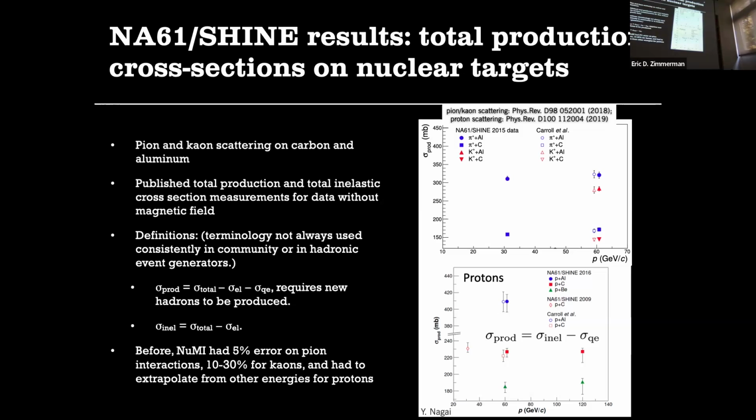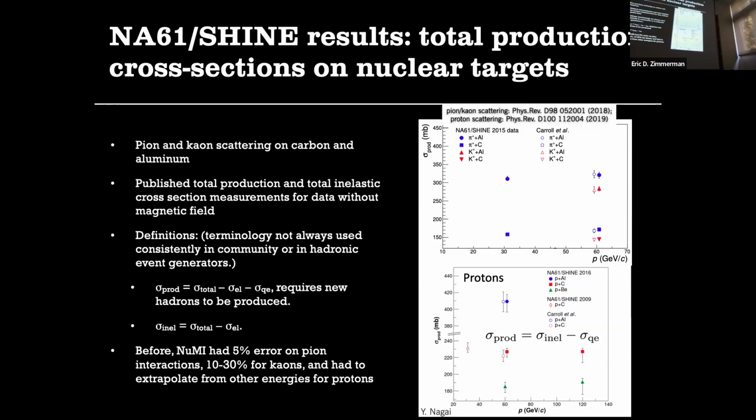And our definitions here, if you get into these, you really get frustrated with the definitions of the production, elastic, and inelastic cross sections, because they're not always handled consistently. What we call the production cross section requires new hadrons to be produced. So we take the total cross section, we subtract the elastic, and we subtract the quasi-elastic, where the nucleus is broken up, but you have no new hadrons produced.